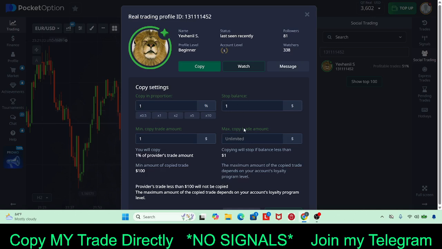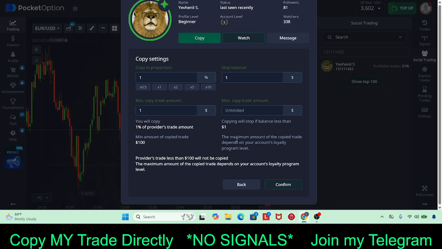That is the point. Once you have done all of these things, just scroll down and click on confirm, and you will automatically be able to copy our trades.